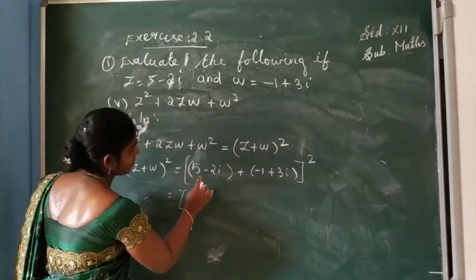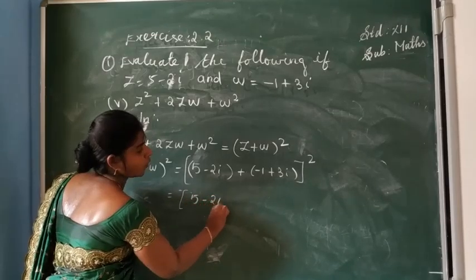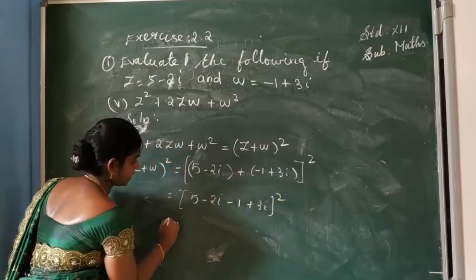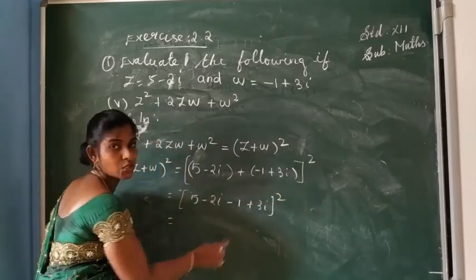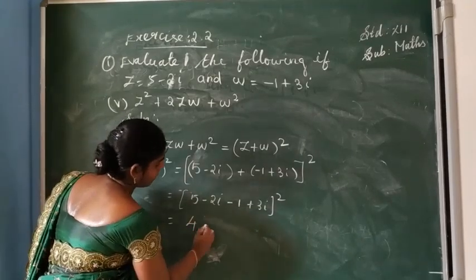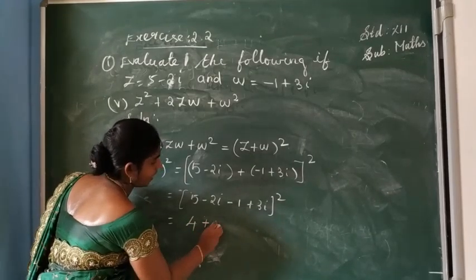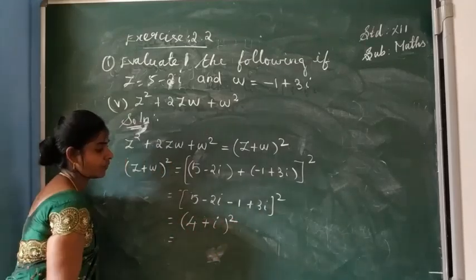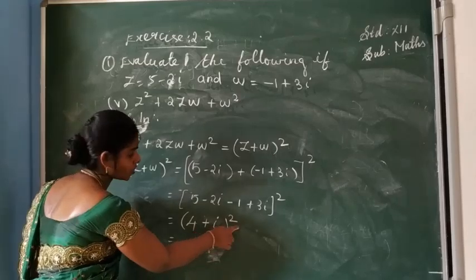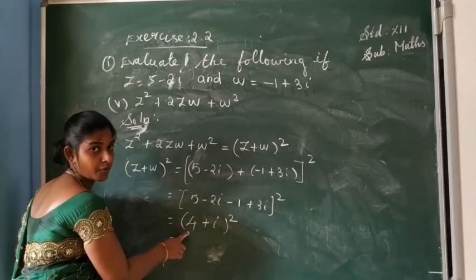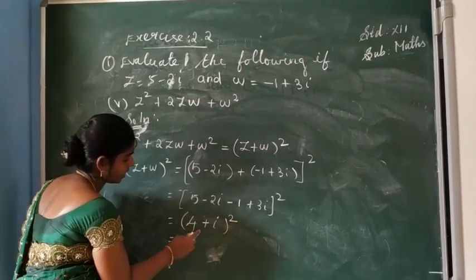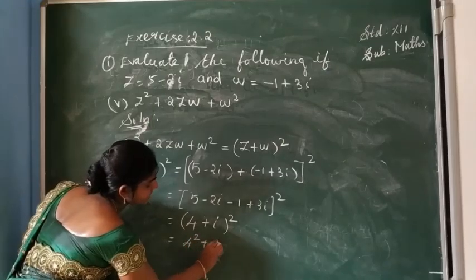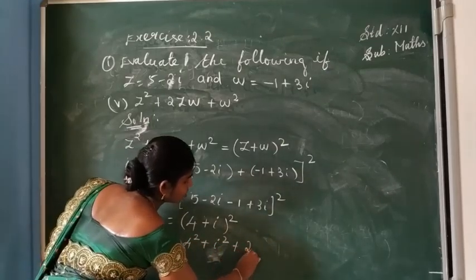equal to 5 minus 2I minus 1 plus 3I, the whole square. That's equal to 5 minus 1, the value is 4 plus I, the whole square. That's equal to A plus B the whole square formula. So 4 plus I the whole square. How can we write? A square plus B square plus 2AB.